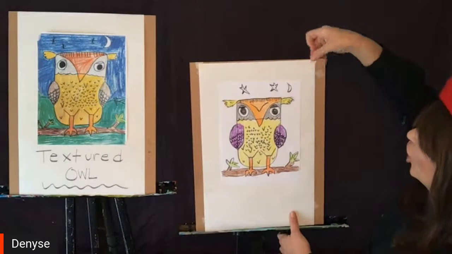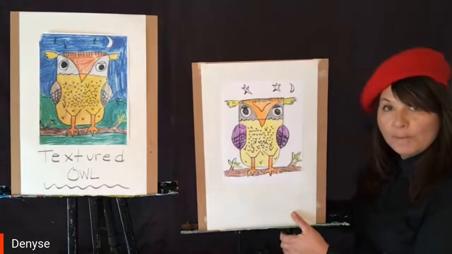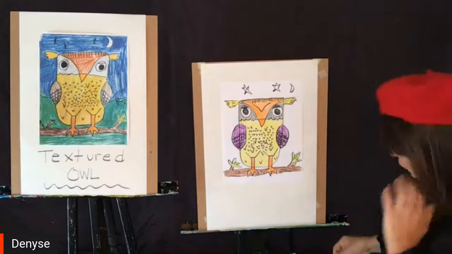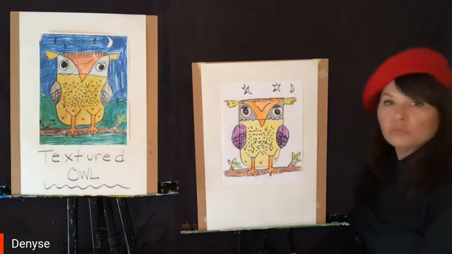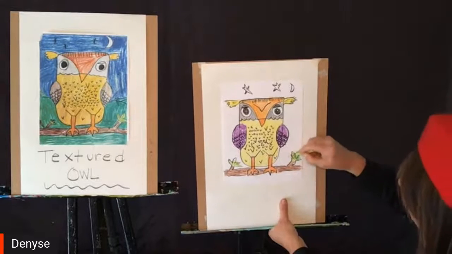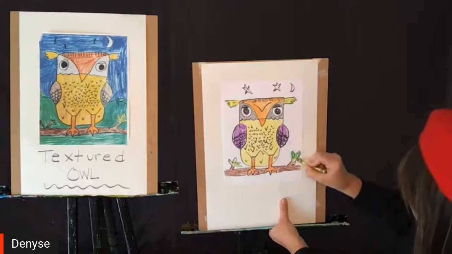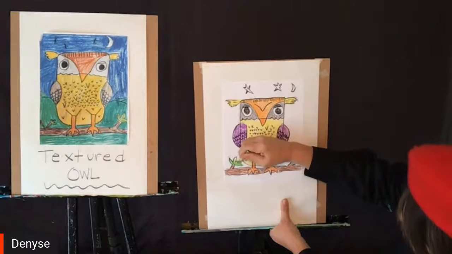You could make these into cards. You can make a little book. You can make a poem. So I use yellow green, and now I'm going to mix in some green. Even the crayons themselves give the illusion of a texture by the lines that they make.